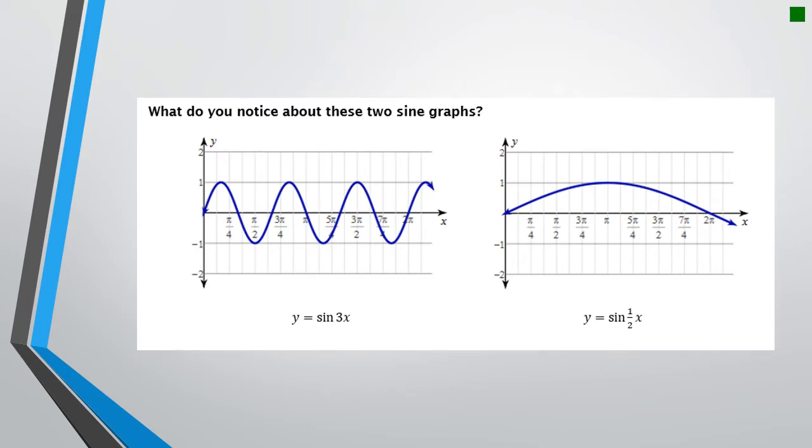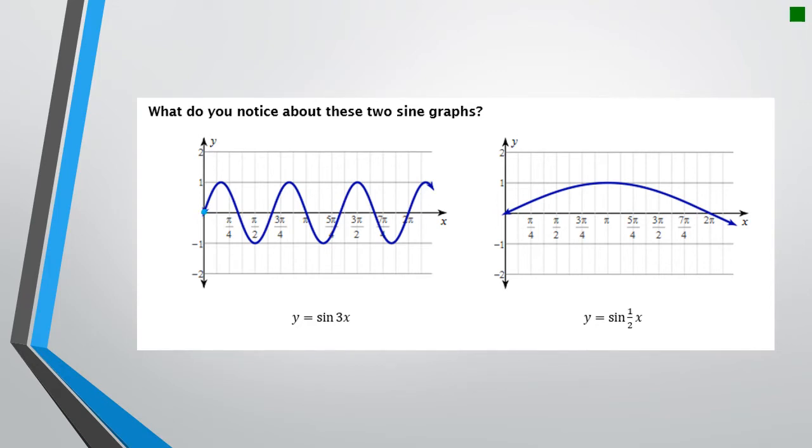We're going to take a look at these two graphs. They're both sine graphs, and we're going to take a look at the b value and how that affects the period of the graph. So the first thing I'm going to do is look at the graph on the left, and I want to highlight where one cycle starts and stops.